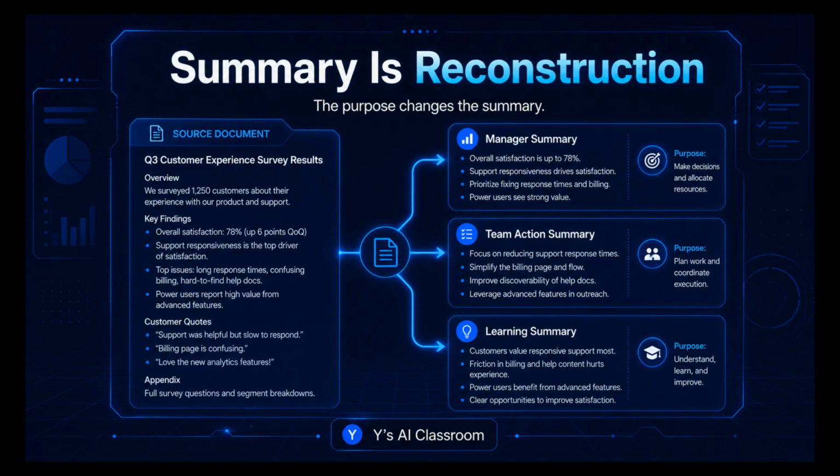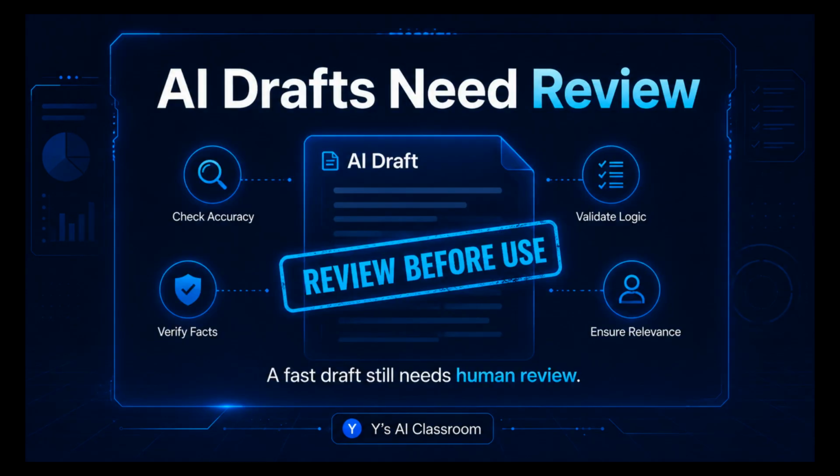Summary is not just making text shorter. It is reconstruction. A summary for a manager, a summary for a team, and a summary for learning may all need different structures. The purpose decides what should be emphasized, what can be removed, and what should be turned into action. AI can create a draft quickly, but the draft is not the final answer.